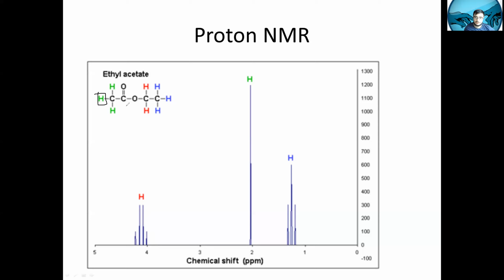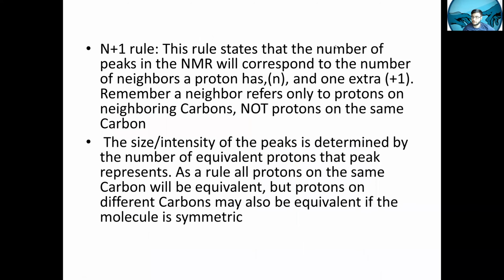This green hydrogen, how many neighbors does this carbon have? Well, it has 1 neighbor. It's an N carbon, it has 1 neighbor, but this carbon has no hydrogens on it, no protons, it only has 2 oxygens. Therefore, this green hydrogen has 0 neighbors. So 0 + 1 is 1, so it's just 1 peak. Okay. Hopefully that clears up the neighbor rule, the n+1 rule.